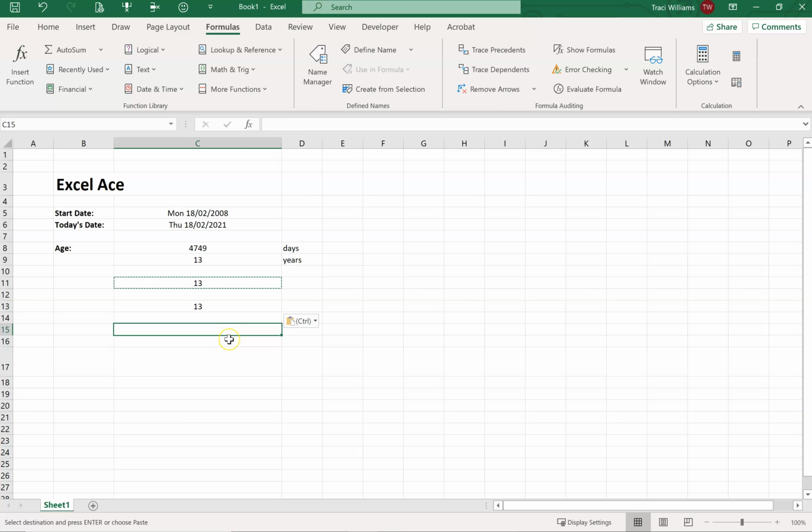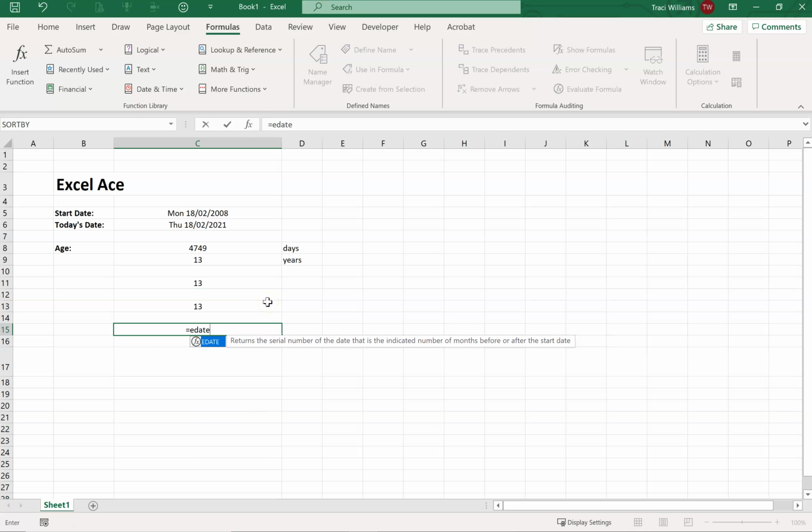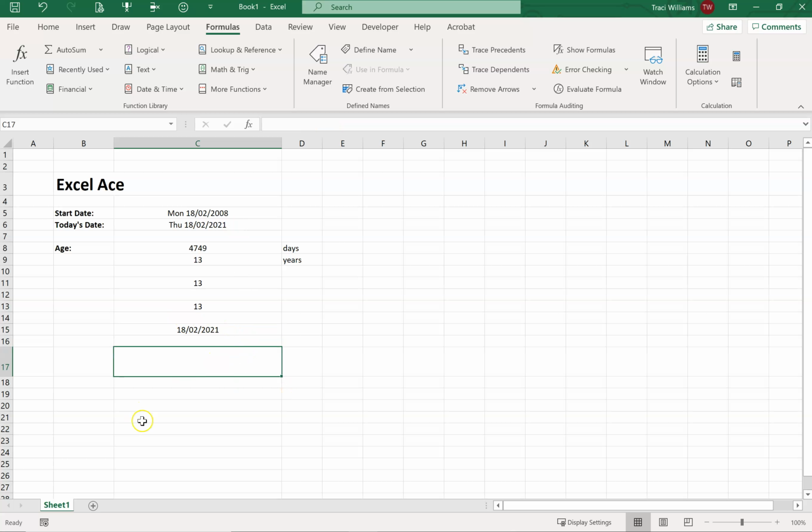Then we could have used the EDATE. If we just wanted to know what date 13 years after the start date was, we could have used the EDATE formula. So equals EDATE, and again, we start with the start date, and then we need to tell it how many months later. Again, we need brackets, and we'll do 12 months multiplied by 13 years. Okay, then we need another close bracket, and that gives us today's date, which is the 18th of Feb 2021.